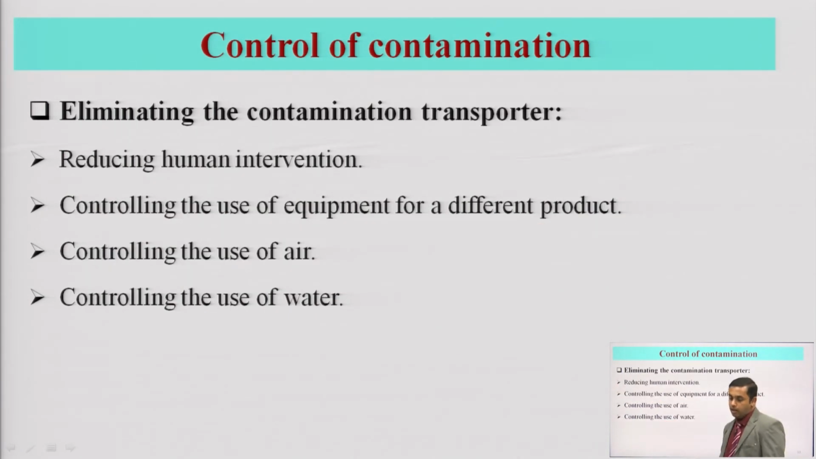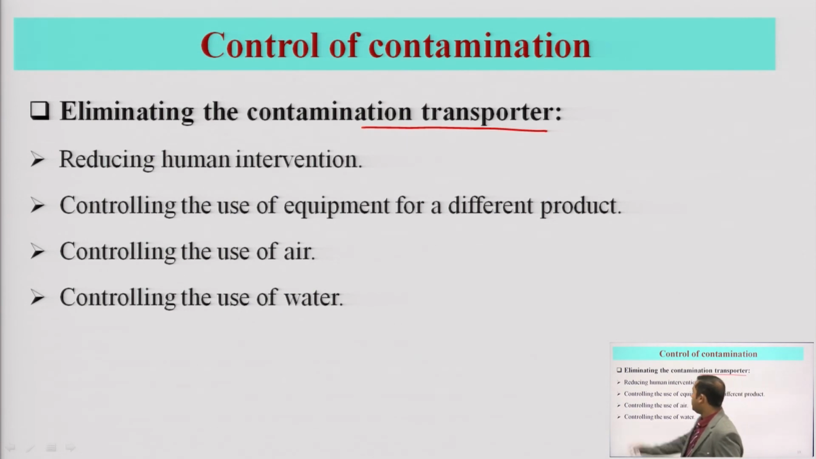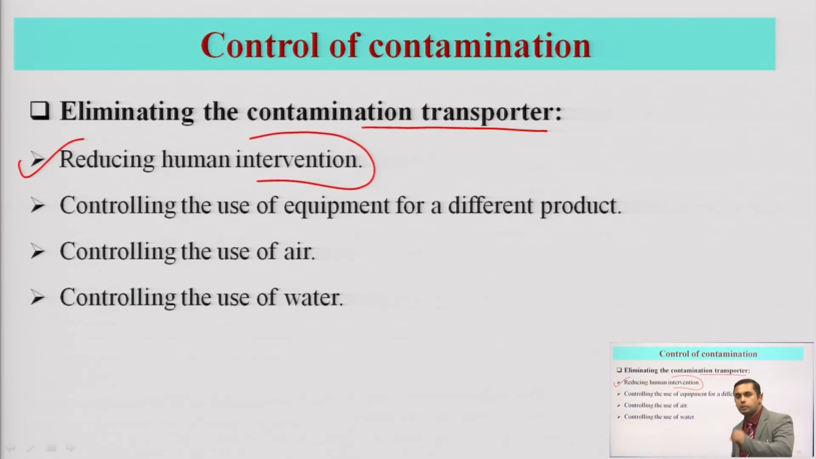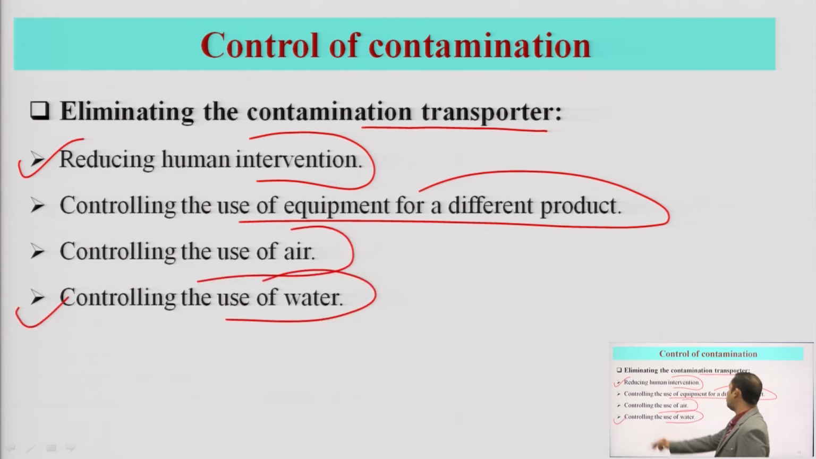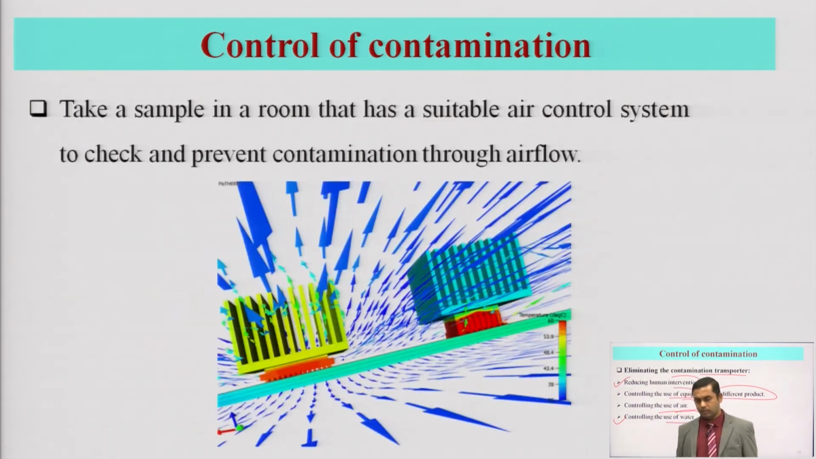And you can also eliminate contamination by eliminating the contamination transporters. How? Reduce human intervention, and allow very few people to enter your working premises. Control the use of equipment for different products, control the use of air, control the use of water. If you control all such things, there are chances you will have better control over contamination of your product by microbes, pyrogens, bacteria, viruses, dirt and dust.